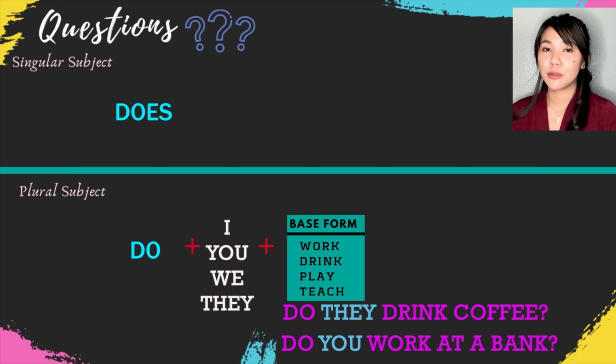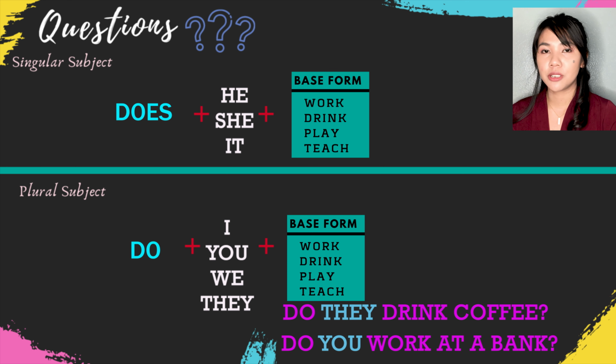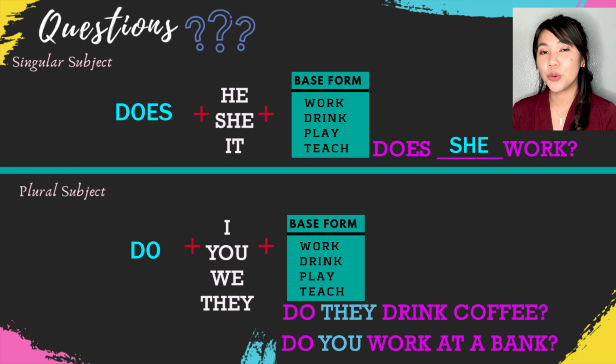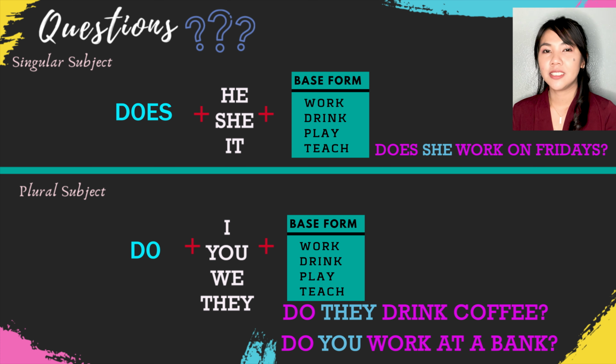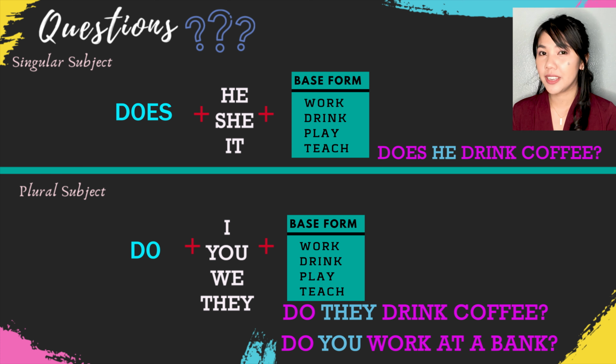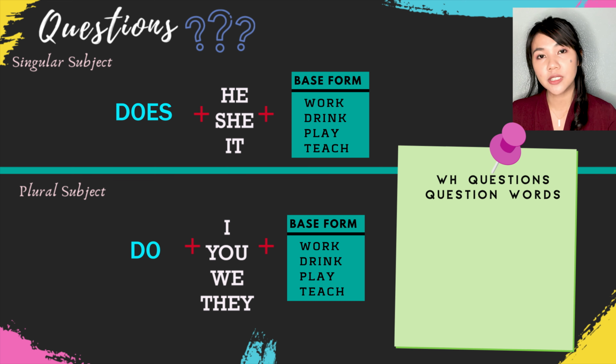Now for singular subjects, we use this pattern. Does plus singular subjects and pronouns he, she, and it plus the base form of the verb. Repeat after me. Does she work? Does he work? Does it work? Does she work on Fridays? Does he drink coffee?